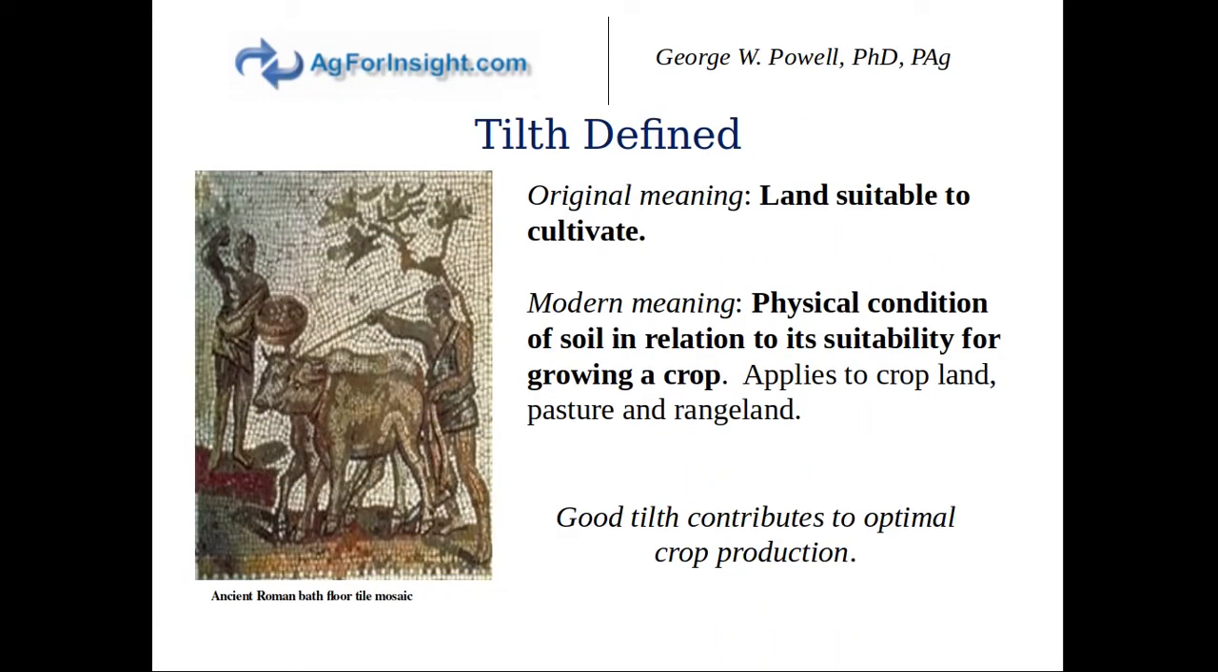Tilth is a very old word. Its original meaning being land that is suitable to cultivate. In the modern context, it's the physical condition of soil in relation to its suitability for growing a crop, and it applies equally to cropland, pastures, or rangeland. Good tilth is important because it contributes to optimal crop production.